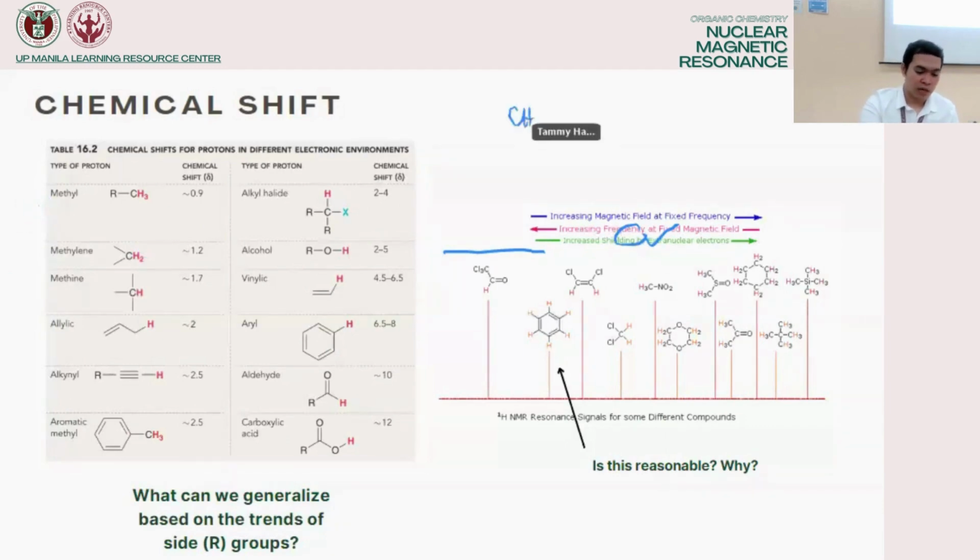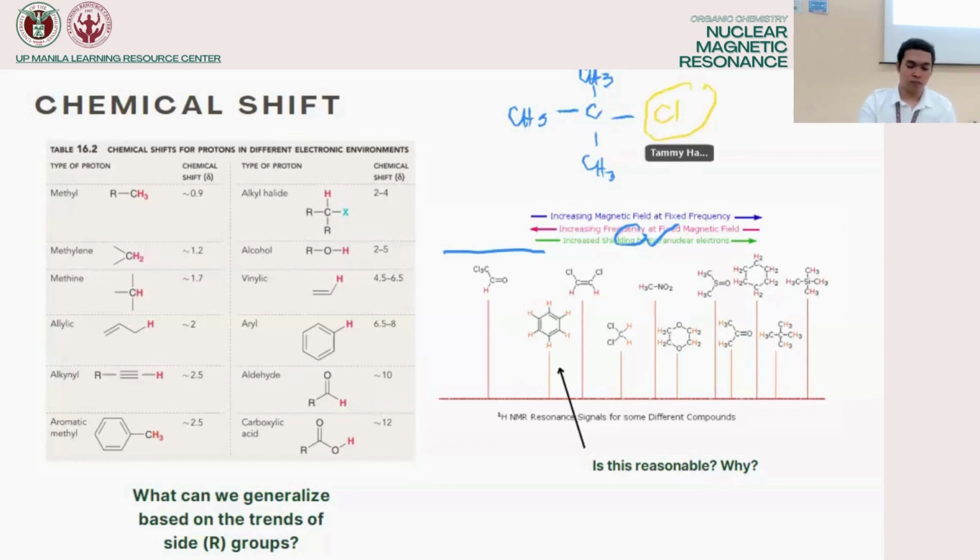So let's say, di ba kanina meron tayong ganito? This is methane, and then we replace this with, let's say, Cl. Ayan, so this is your R group, or side group. Ito yun, methyl. So a certain R group has a certain chemical shift. Methyl itself has a shift of around 0.9.